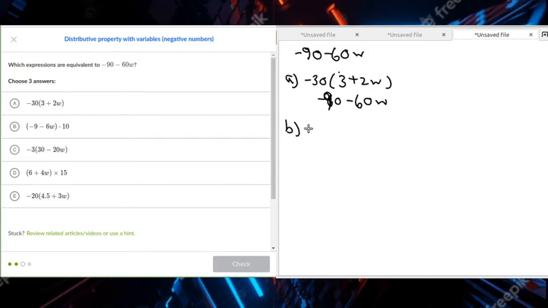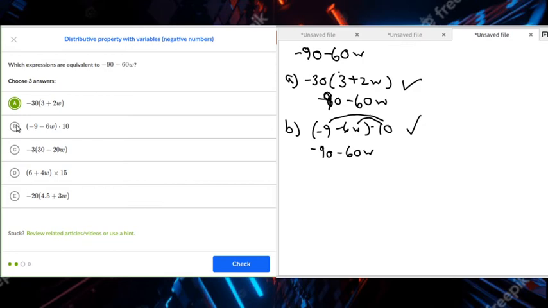Okay, I've got negative 9 minus 6w times 10. So if I distribute this, I've got negative 9 times 10 is negative 90, and negative 6 times w is negative 60w. So I've got negative 90 minus 60w, and that's the same. So both those are the same. It tells me I need to choose 3 answers. Very nice, but sometimes it just says choose all answers. If I get to 3, we can stop.